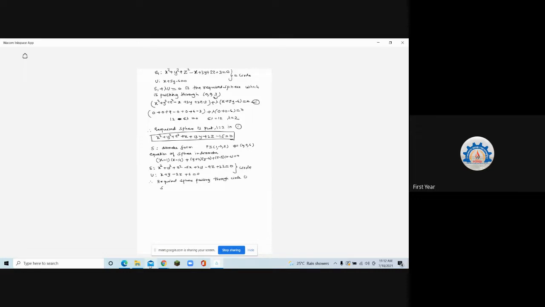is S plus lambda U is equal to 0. So write it: x square plus y square plus z square minus 5x plus 2y minus 9z plus 22, this is your S, plus lambda into U. What is U? x plus y minus 2z plus 6 is equal to 0. Okay, fine. Rewrite it in proper form because I am going to find the center of this sphere.